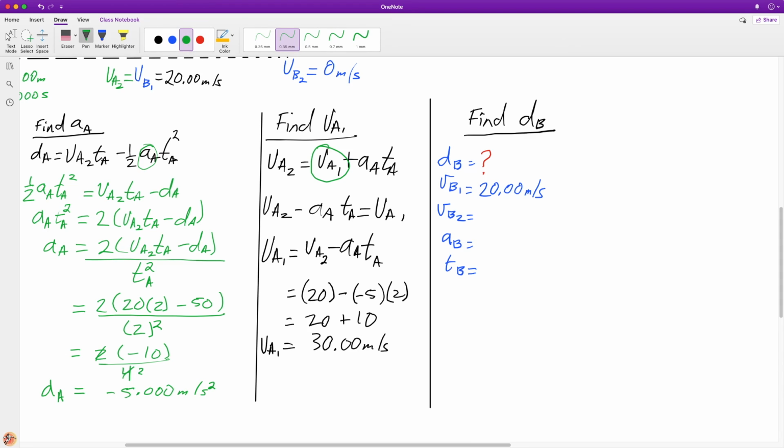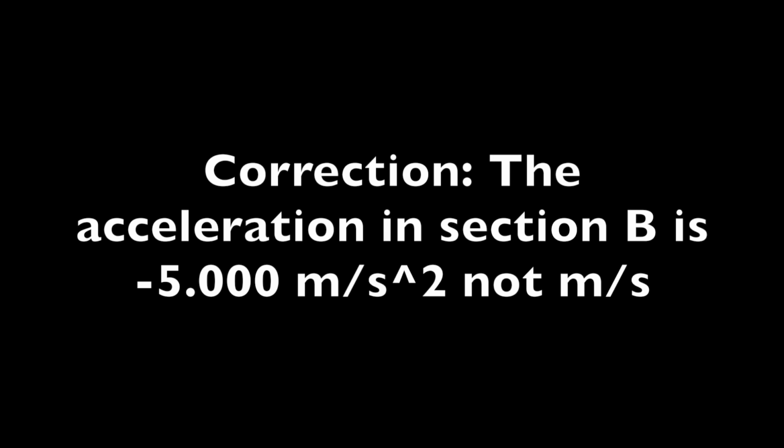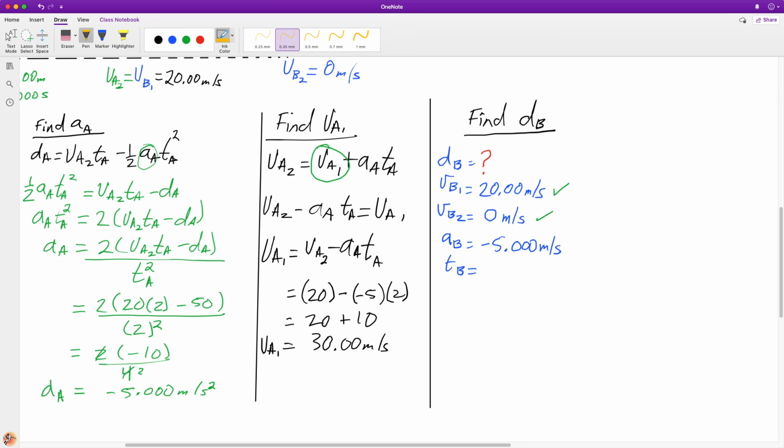And this one we give a green check mark for because we know this value to be an exact value, and that was given. VB2 we know is 0 meters per second because we know that it comes to a stop, and that is also green. The acceleration, as stated earlier in the question, is the same throughout, so that's going to be the same acceleration as section A, negative 5 meters per second squared. However, with caution, we know that value, but I'm using this amber color to indicate to proceed with caution. The reason why we proceed with caution is because this value potentially could have error in it.